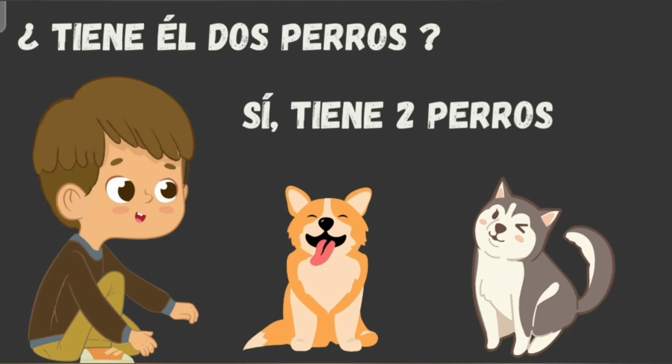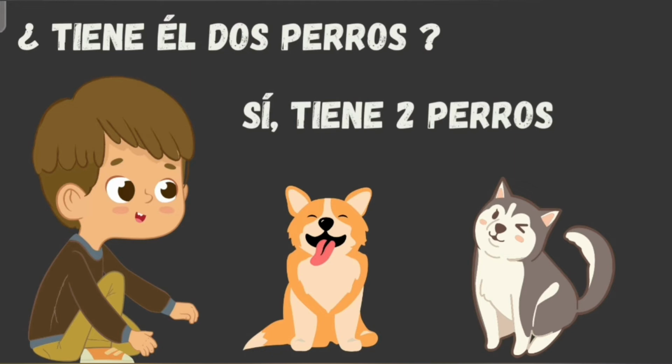Now, according to the personal pronoun he, to say, does he have two dogs? Does he have two dogs? ¿Tiene él dos perros? Okay, that would be the question in Spanish. ¿Tiene él dos perros? And then the positive answer, the affirmative answer, would be yes, he has two dogs.